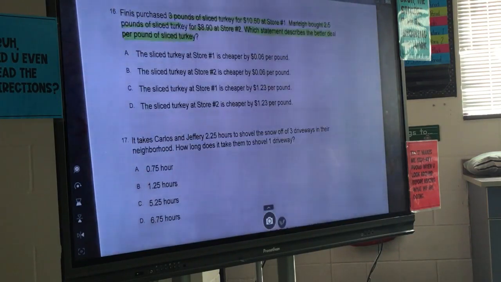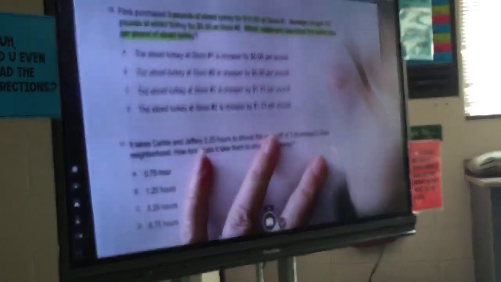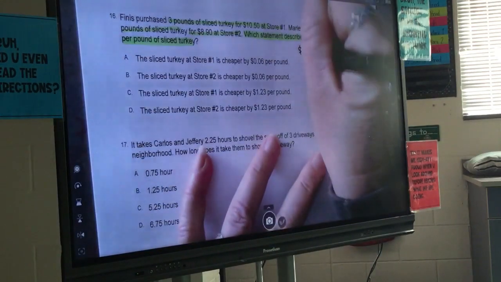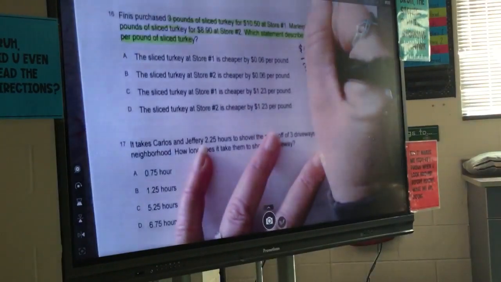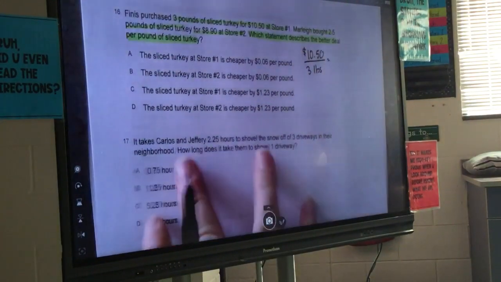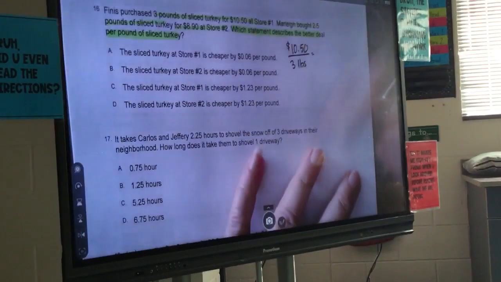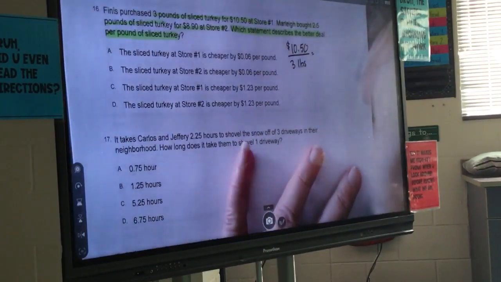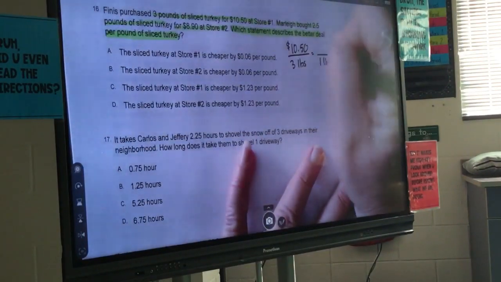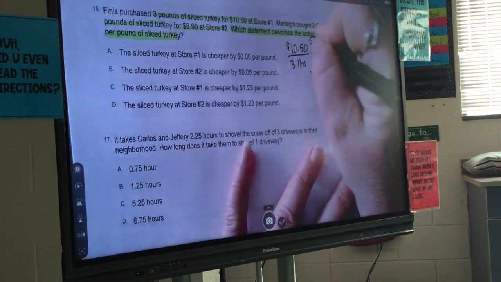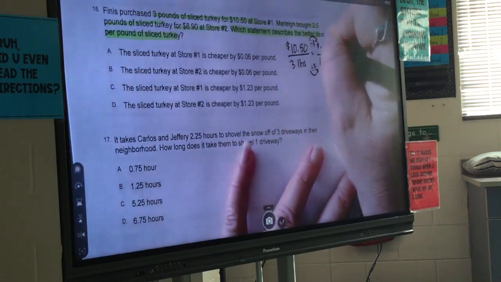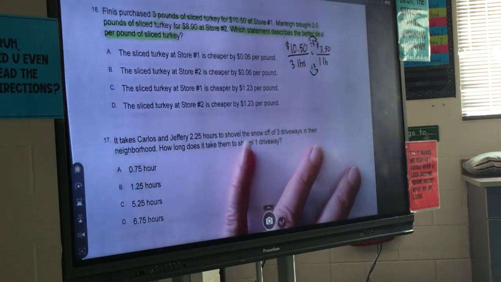So the first thing you need to do is set up store number 1, which is $10.50 for 3 pounds. How do I figure out how much it costs per 1 pound? You have to divide 3 by 3 and get 1, and then bring it to the top. Except get $3.50. Okay, all right, so this is store 1.